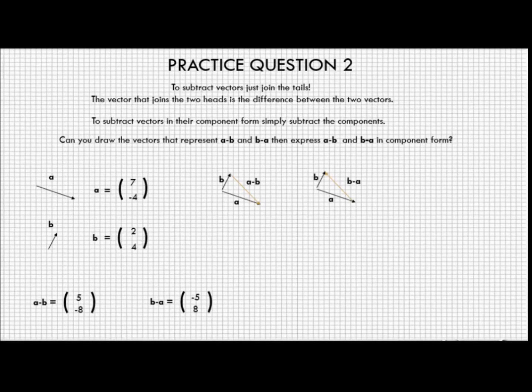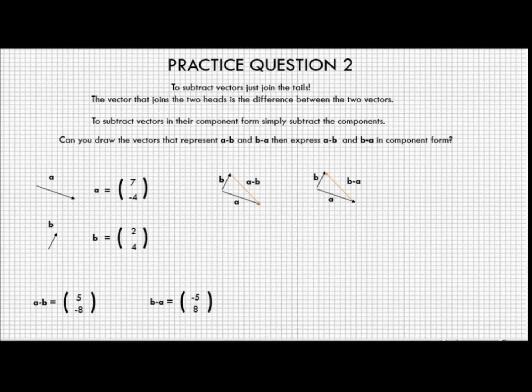Okay, so how did you get on with that last question? Alright, so A minus B, we draw the vectors A and B and join their tails, and then we're drawing the arrow from the head of vector B to the head of vector A. And for B minus A, again we're joining the tails, and this time we're drawing from the head of vector A to the head of vector B.